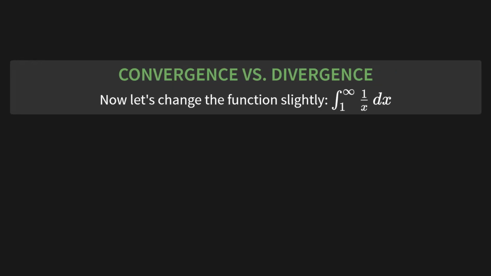But does this always work? Let's try another one. This is convergence versus divergence. Let's change the function slightly. Now we'll look at the integral from 1 to infinity of 1 over x dx. Let's follow the same steps. 1. Set up the limit. The limit as b approaches infinity of the integral from 1 to b of 1 over x dx.